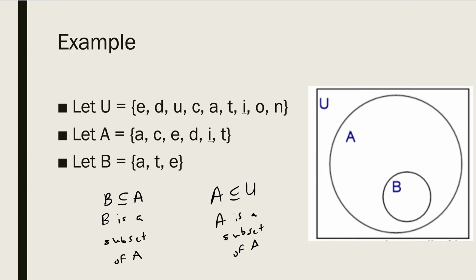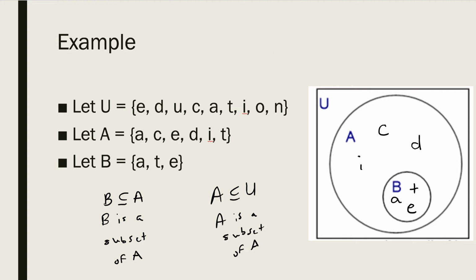So we're starting with B, and we're going to put the letter A, the letter T, and the letter E inside the B circle. Now we're going to move out to set A. So set A has the element A, but that's actually already here. It has the element C. It has the element E, which is already there. It has D, it has I, and it has T. And again, everything that's in B is contained in A, so we don't have to repeat ourselves.